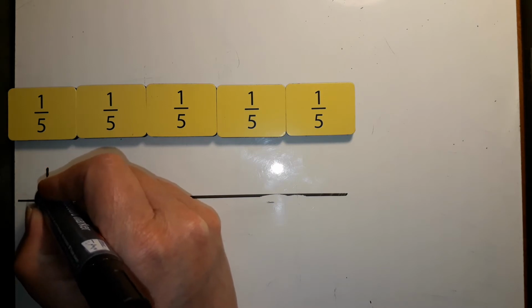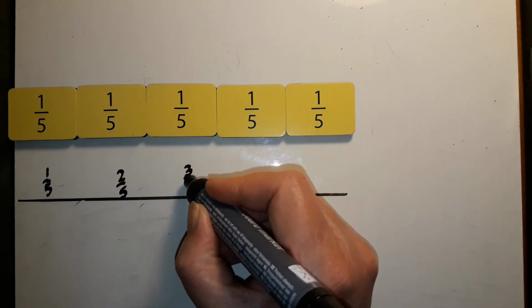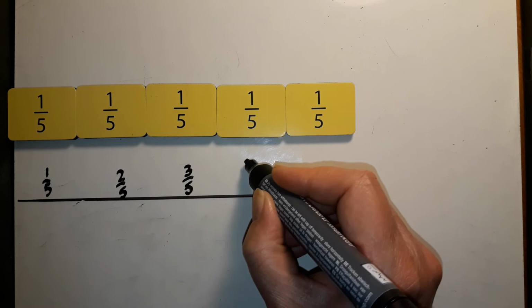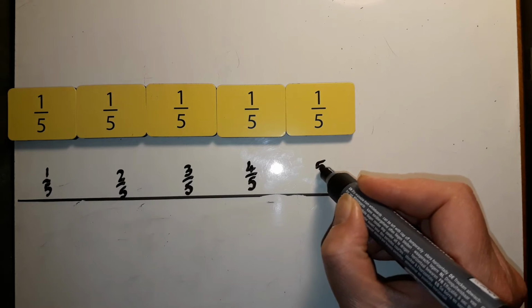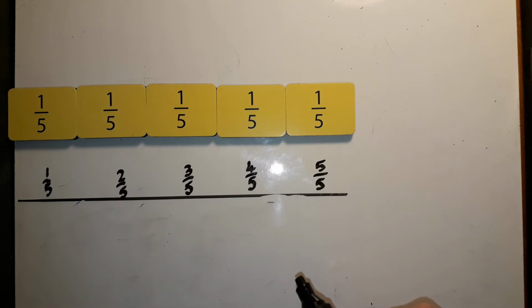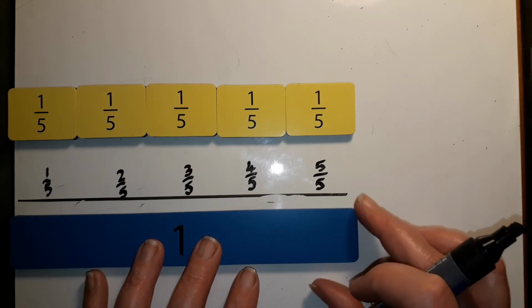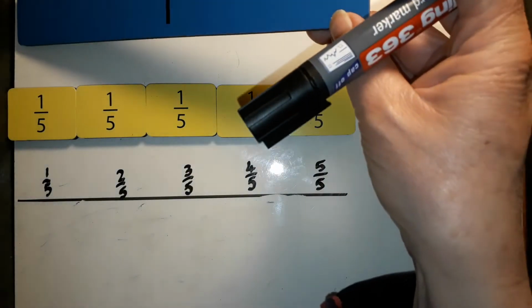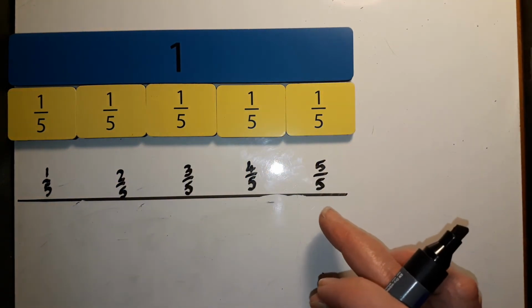So we would go 1/5, 2 fifths, 3 fifths, 4 fifths, 5 fifths. Okay, but we also know that if we were doing this in mixed numbers, when we got to 5 fifths, in fact, if I put it up there, that would be the same as 1 whole.